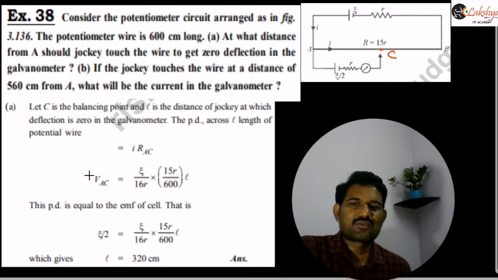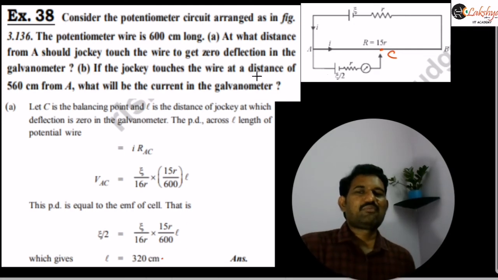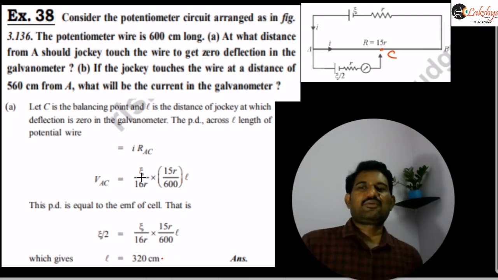Then we substitute this value here. So the potential difference across this AC will be equal to E by 2. This is the potential difference across this AC wire. So for this wire we calculate the potential gradient, the IR value divided by the length, multiplied by the balancing length. From this you will get this L value as 320 centimeters. That means this EMF E by 2 will be balanced across 320 centimeters of this length.